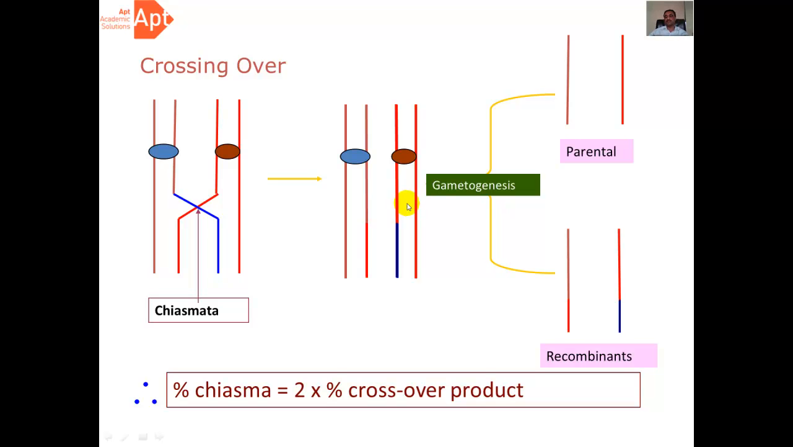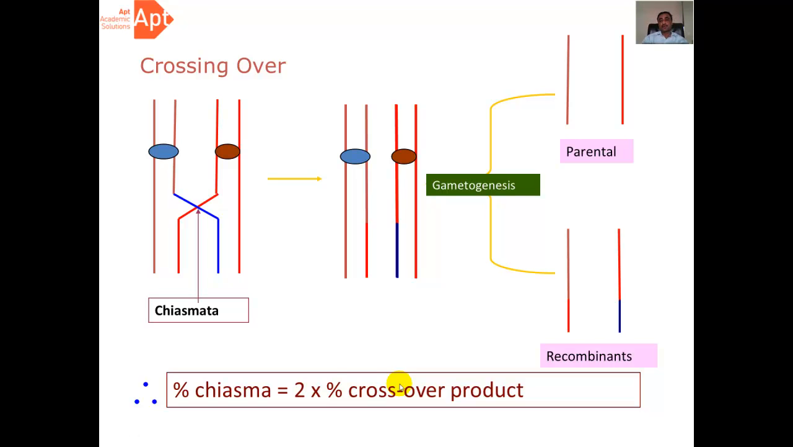So the percentage of chiasmata is always 2 into the percentage of recombinant products. Percentage of chiasmata is equal to 2 into percentage of recombinant products. That is what happens. Now, what is the mechanism of crossing over? How is it actually involved?